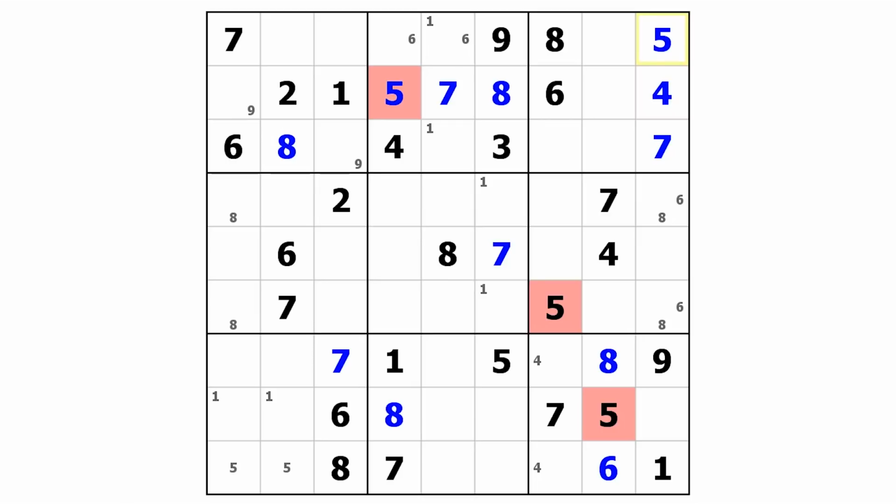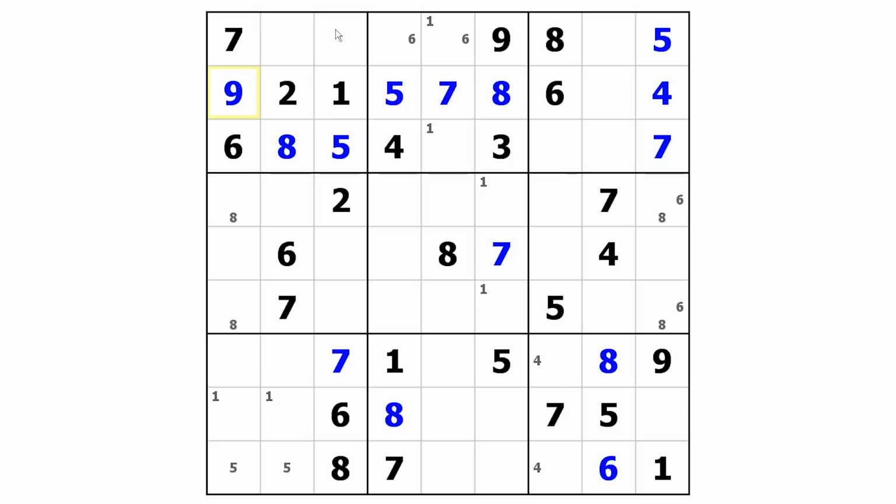And now, because we've solved this 5, that means there can be no other 5 in row 1 and no other 5 in row 2. So this cell must be a 5. And since that is a conjugate pair on 9, you can eliminate that 9 and solve this cell for 5 and this cell for 9.